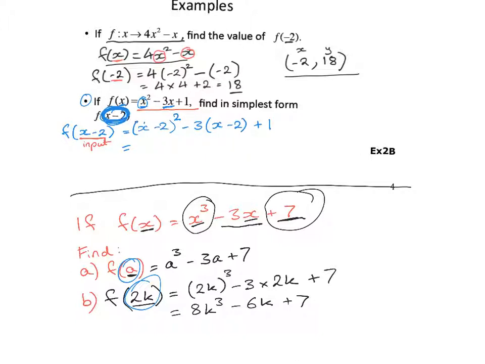So what is x minus 2 squared? Hopefully you know it's x squared minus 4x plus 4. And then I multiply that out and I get negative 3x plus 6. And then I've got the plus 1 at the end. Here I do have some like terms, so I can simplify it, and it becomes x squared minus 7x plus 11, I believe. And that's it. So it's really quite a simple thing. It's just a bit different than you're used to from year 10.